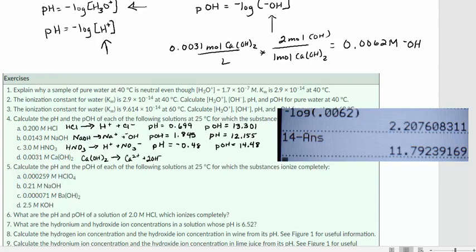So that gives me a pOH value of 2.21, and that means my pH value is then 11.79.